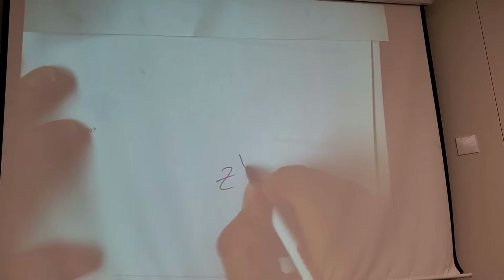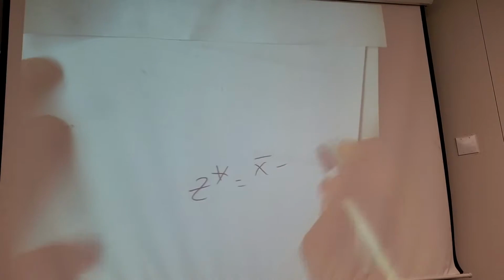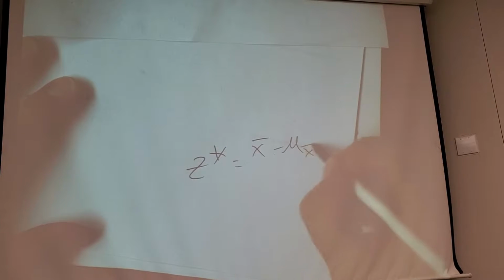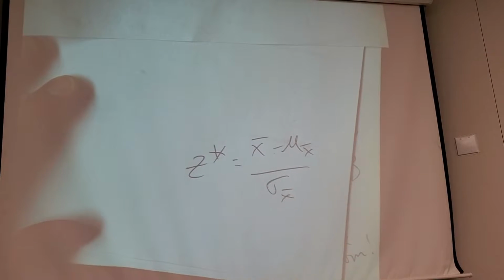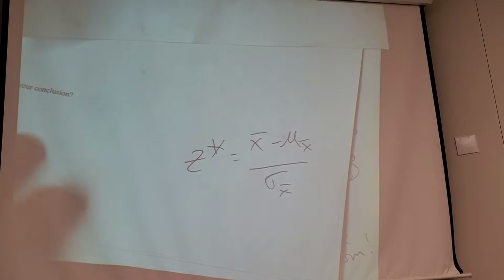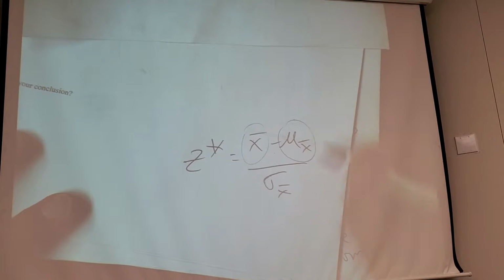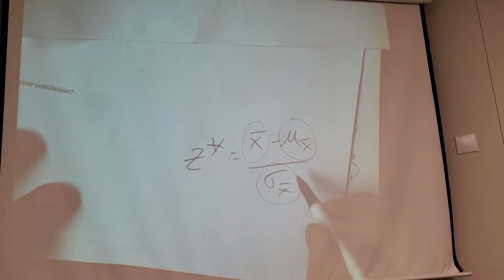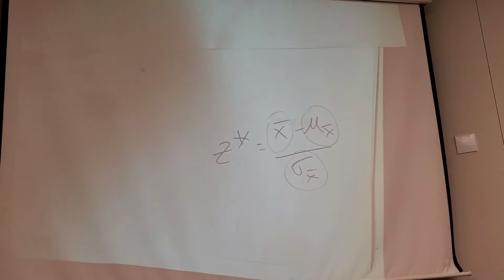All right. So z star is x bar minus the mu of the x bars divided by the standard deviation of the x bars. Doesn't that look gross? But that's what it is. It's my data minus the middle divided by the spread. So t star is the same thing, but instead of sigma, I would have put an s. Same formula. They really are the same formula.